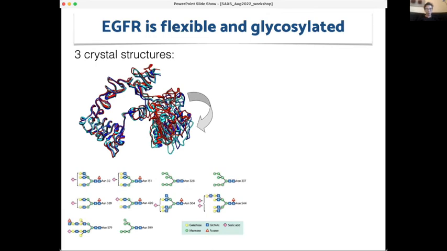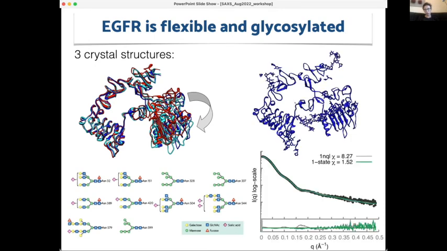Let's start with EGFR. EGFR turned out to be slightly flexible. This domain can move. Those are 3 crystal structures, but it doesn't move a lot. And actually the main problem was the glycosylation. It has 10 glycosylated positions. And if we grow those structures a little bit and combine them with the glycans, we can get quite a good fit to data with a one state model.